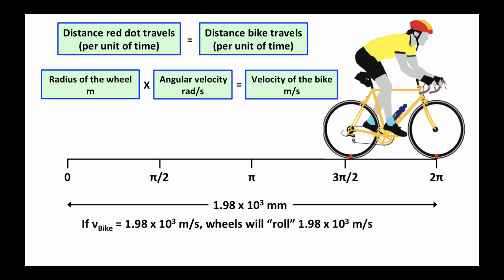If the velocity of the bike is 1.98 times 10 to the third meters per second, then the wheels will roll 1.98 times 10 to the third meters per second. The radius of the wheel times the rotational velocity of the wheel in terms of radians per second is equal to the velocity of the bike in meters per second.